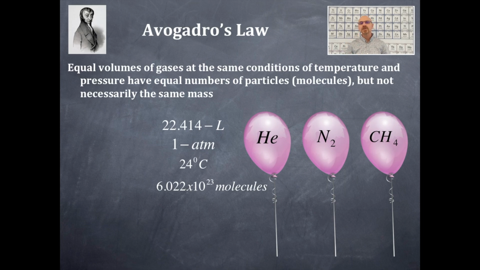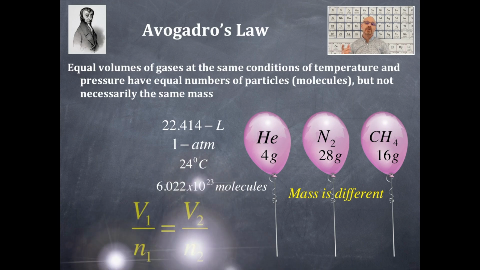So what I want you to do is calculate the mass of helium gas, then the mass of nitrogen gas, and then the mass of methane gas, using your periodic table, of course. Okay, and you should get the following values. That's 4 grams is the mass for helium, 28 grams the molar mass for nitrogen, and 16 grams is the molar mass for methane. So you should see that even though the volume, temperature, pressure, and number of particles is exactly the same, the masses of those gases will be different. That's why helium balloons float, because they have very low mass.